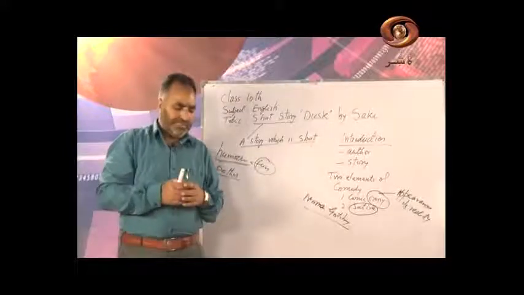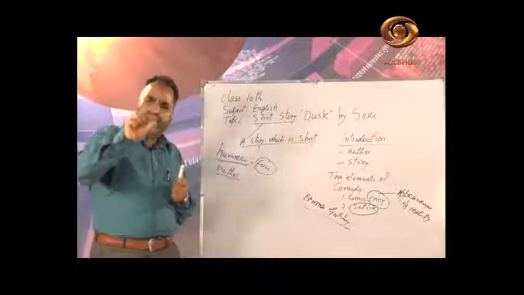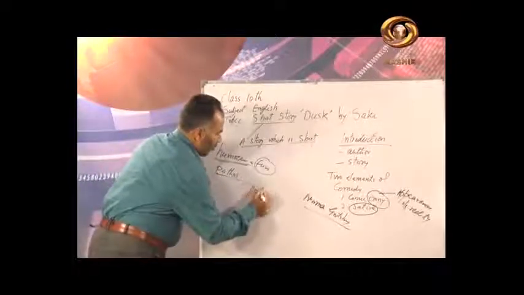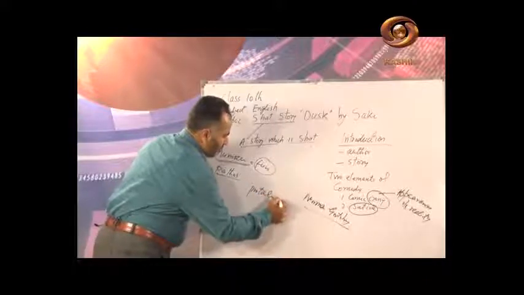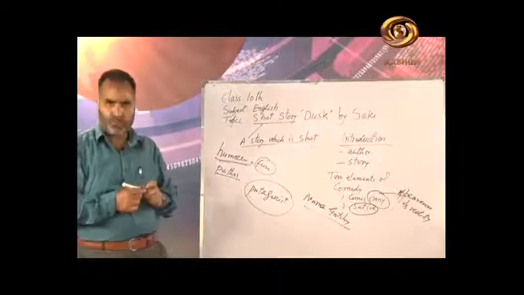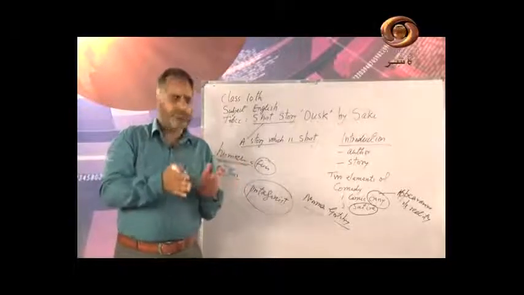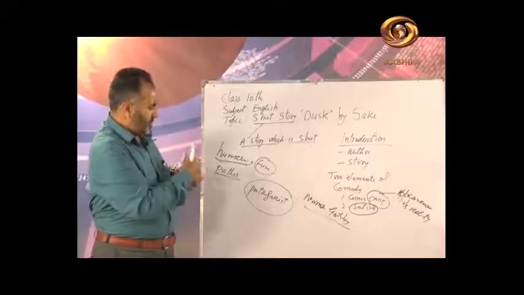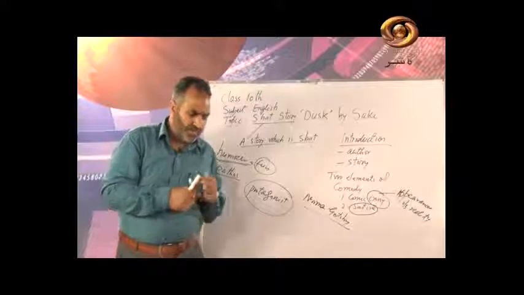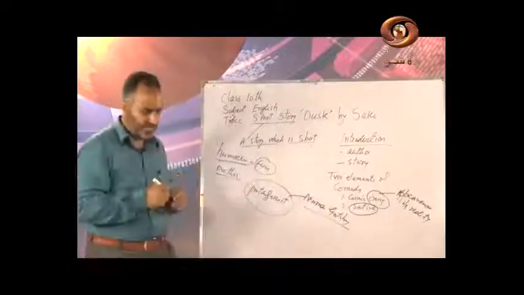Now, if you go to the character of Gatsby, Gatsby is the main character. In English literature, we call him the protagonist. There is a word for him, protagonist. A protagonist is the central character of a story, of a novel, of a drama, or of a movie. It can sometimes be a lady also. It can sometimes be an animal also. So it's a central character, and here, Gatsby is the protagonist.